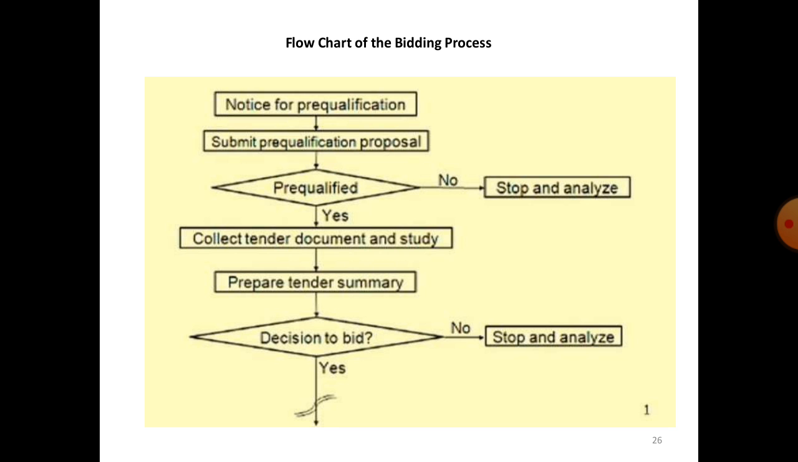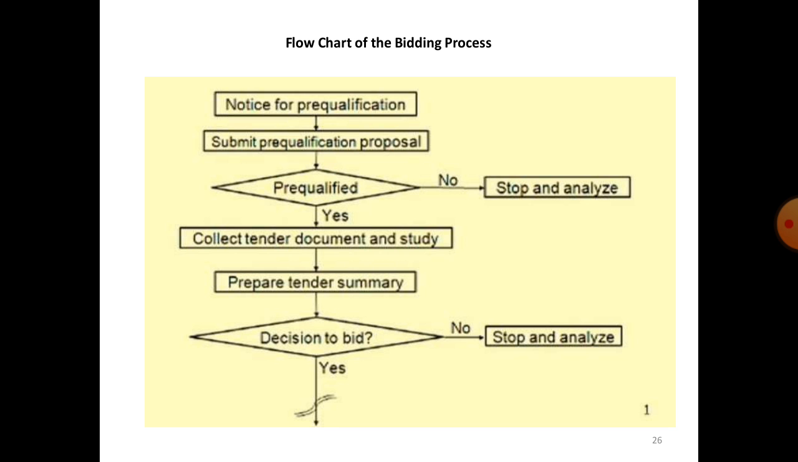If the contractor is pre-qualified, then the fourth step follows, and if the contractor is not pre-qualified, then stop and analyze. If the contractor is pre-qualified, collect the tender document and study it. All the documents are studied by the officer in charge. Then prepare a tender summary. All the documents are collected in the office, and then a summary is prepared.